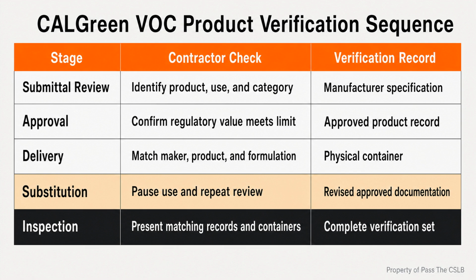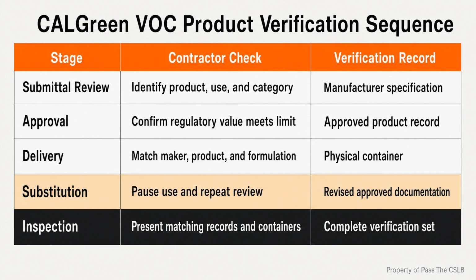The vulnerable point is substitution. Imagine a painting crew that runs short near closeout. A supplier has another flat paint in the same color and sheen, and the crew wants to keep moving. The substitute may look interchangeable to the eye, but color and appearance do not establish chemical compliance. The contractor should pause the substitution, obtain the applicable manufacturer information, compare the regulatory value with the correct limit, and update the approved record before the product is used. That scenario is hypothetical, but the control decision is practical.